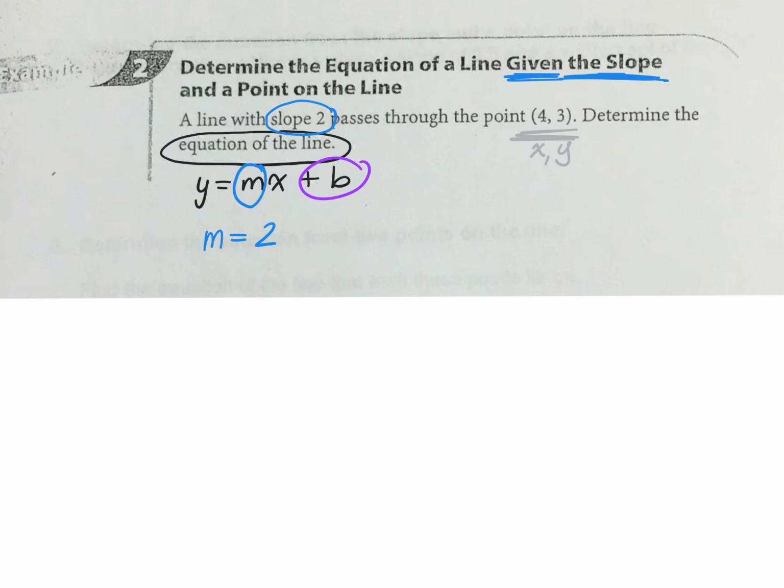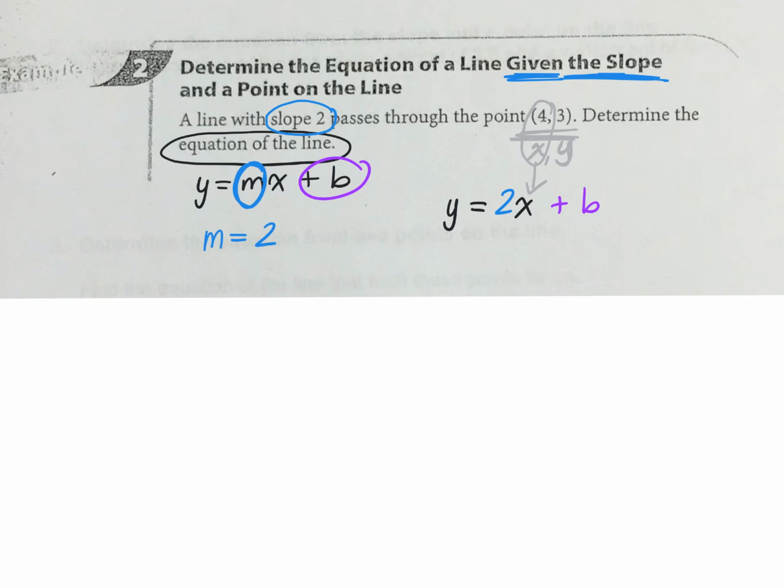So right now we can write y equals 2x plus b, right? We don't know b. We have to figure that out. We know a point. We know an x and we know a y. Do you have an x and a y in your equation? So what do you think you can do with that information? Plug it into the equation.